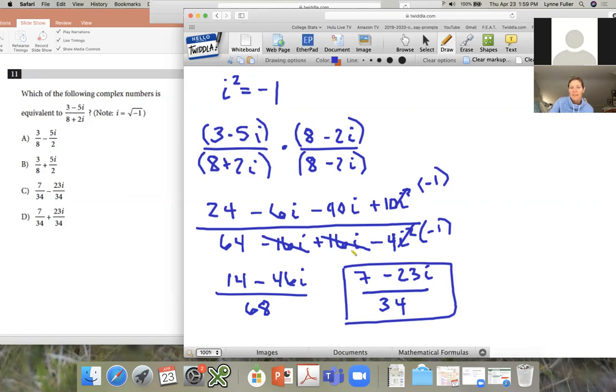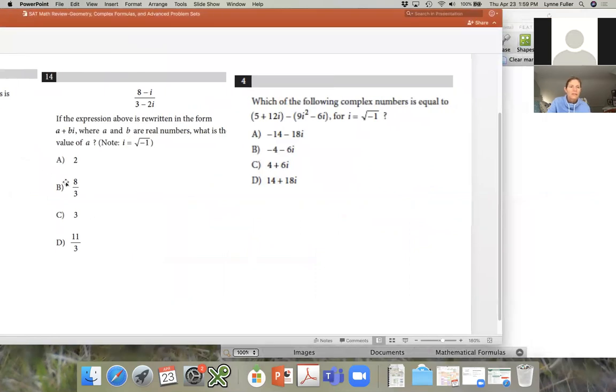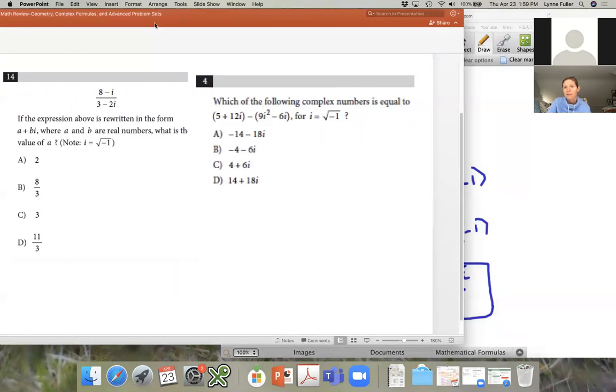So multiplying by the conjugate, but also only replacing i when you're dealing with i squared is going to be really, really helpful here. You can see that this is another problem of the same type. So I'll ask you to try that on your own so you can take a look at that and see if it works for you.